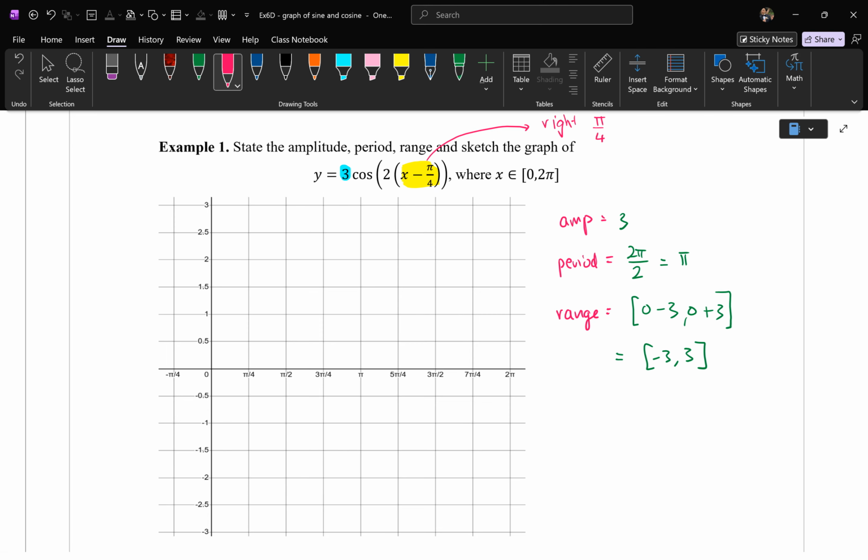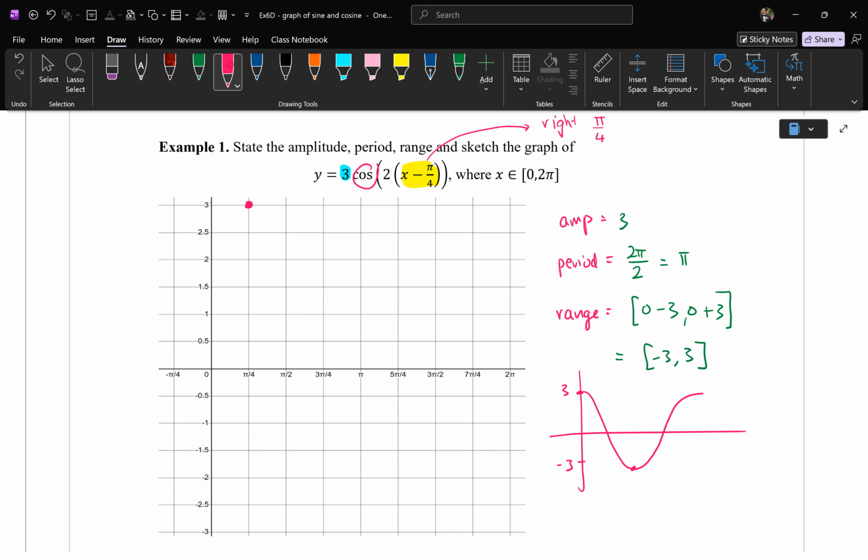Beautiful. Moves to the right by pi on 4. So I'm shifting this graph to the right by pi on 4, which is over here. So think about a cos graph. A cos graph normally starts at the maximum, and so it looks like this. Starts at the maximum 3, -3. But now you're shifting this to the right by pi on 4. So 3 at pi on 4, this is what it should look like now.